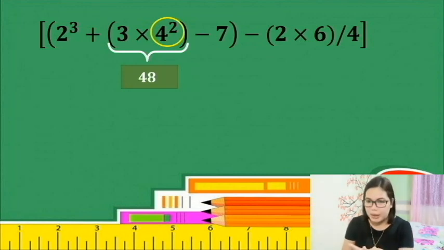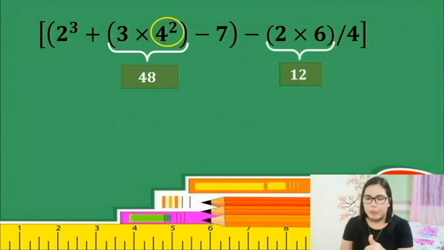Now, next nga parenthesis. Okay, we also have 2 times 6. What is 2 times 6? 12. Very good.